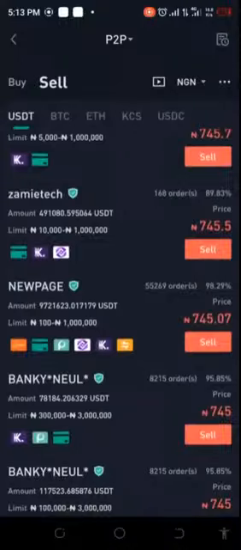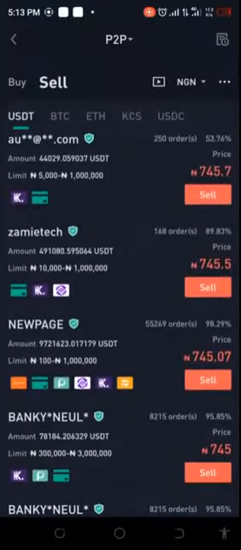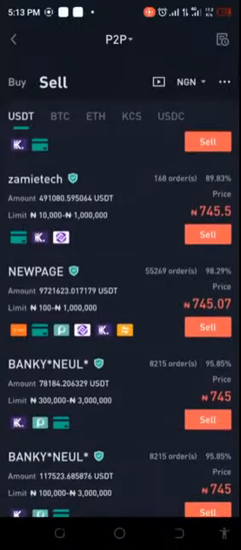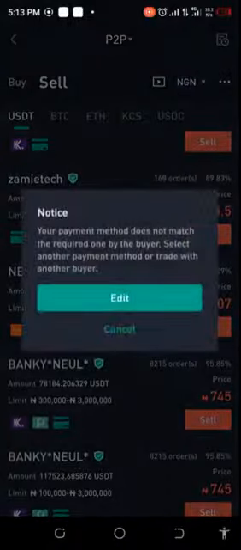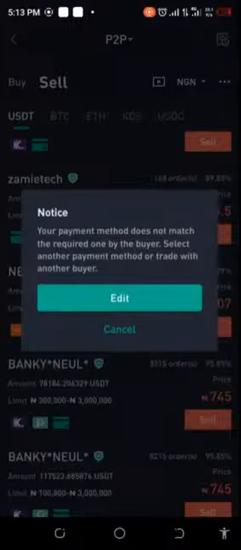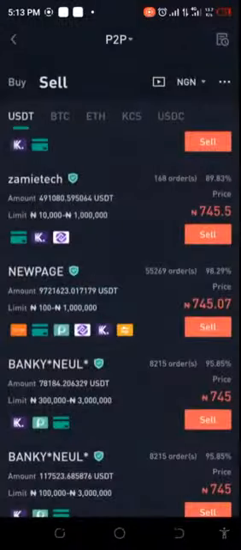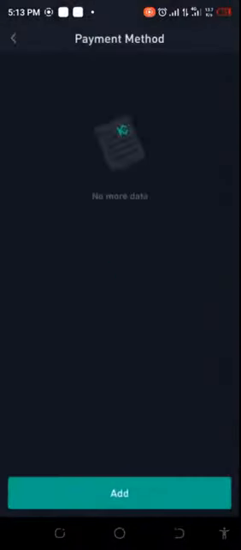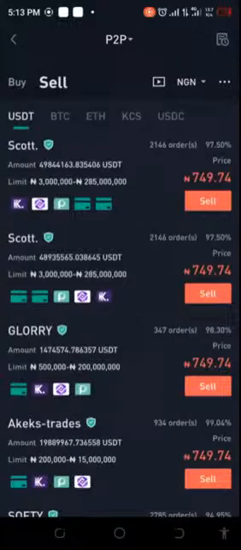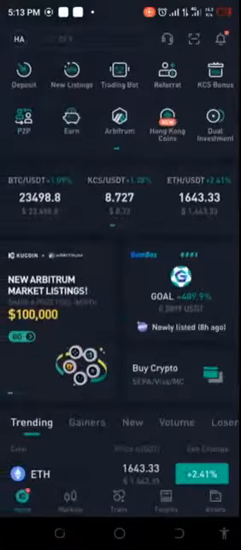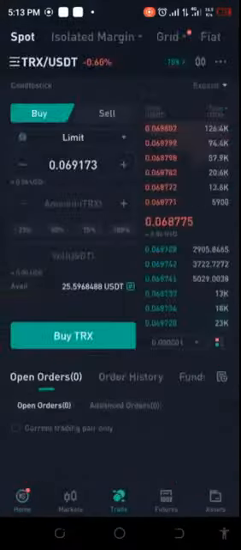So sliding down, you can look for the price range that you actually want to use. Let's just check on this one and see whether there's a potential. It said your payment method does not match the required one by the buyer. Okay, so we have to set up all of this. So we can actually edit and try and put in all the details. But I'm not going to go through all of this. I'm just showing you that we can actually withdraw our money even from P2P, right? But I'm just going to go back to do this by TRX, okay?